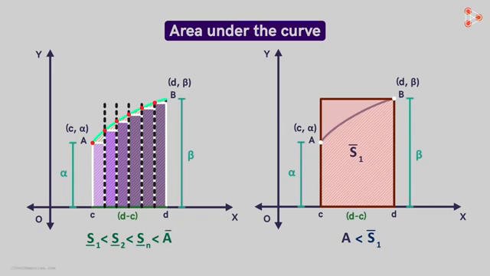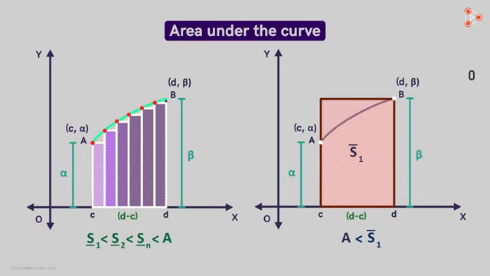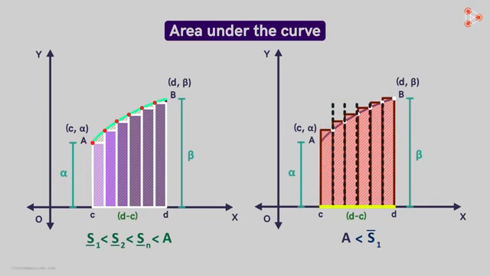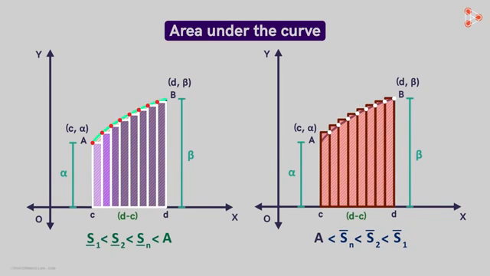So we can see that as we divide this interval even further, we will get closer and closer to the area A. In a similar manner, in the figure on the right, we divide the interval into n parts and draw these rectangles. Note that these rectangles are drawn by taking the maximum y value, not the minimum. So the sum of the areas of these rectangles, Sn dash, will be less than S1 dash, but greater than A. Now, as we keep dividing this interval further and find the sum of areas of such rectangles, we will get closer to the area A.